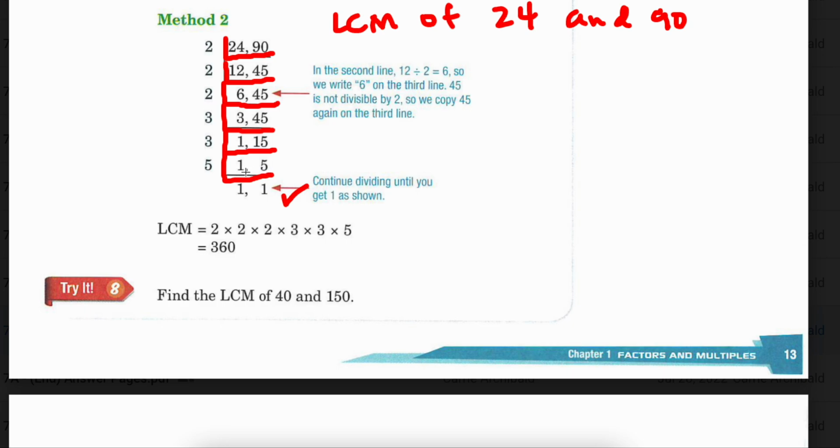Go ahead and pause the video and try this problem on your own. Find the least common multiple of 40 and 150. Use whichever method you want to try out. All right, I'm going to first use my traditional method, which is listing the multiples. I'm going to give plenty of room because I have 40 and 150. So I'm going to list 40, 80. Remember, these are multiples, so they're going to become bigger and bigger and bigger.